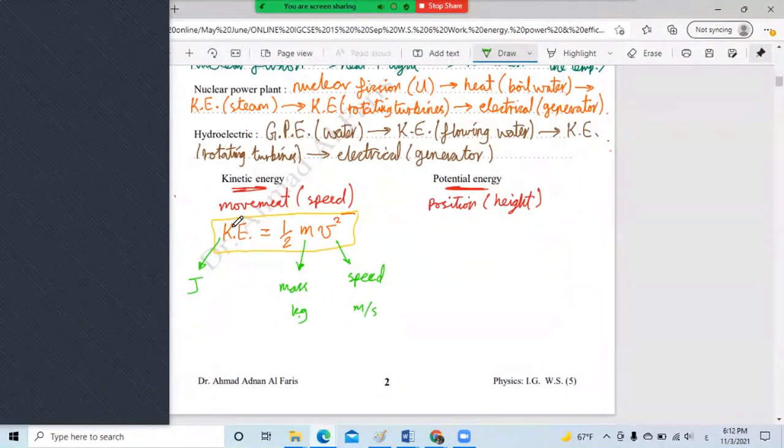Usually students forget to write the formula, kinetic energy equals half mv squared. So when they forget to put the v, they get the wrong answer. So you have to write the formula in the question, okay? Kinetic energy equals half mv squared.